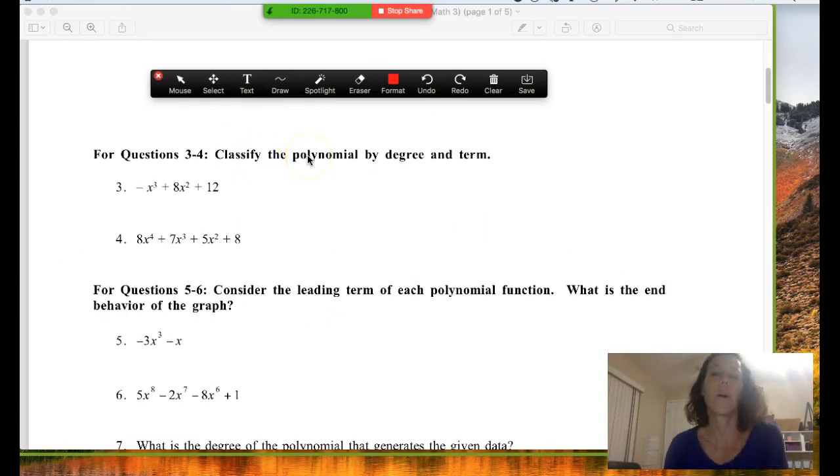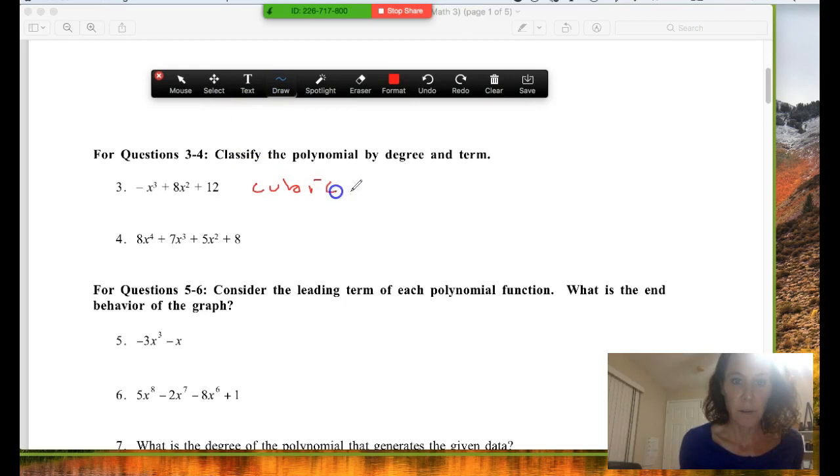Okay, classify the polynomial by the degree and term. Well, there are 3 terms, so it's a trinomial. And I'm classifying my polynomial by the largest degree, and here it is a cube. So I have a cubic trinomial here, and I'll write that down, and it's going to be ugly, but cubic trinomial.